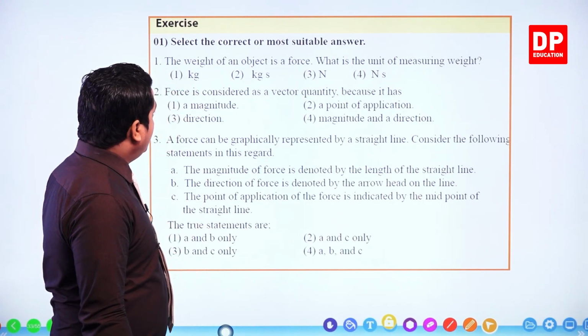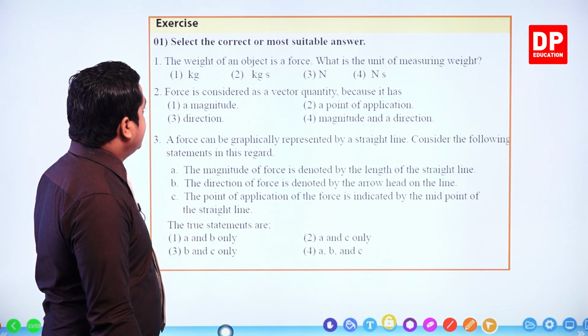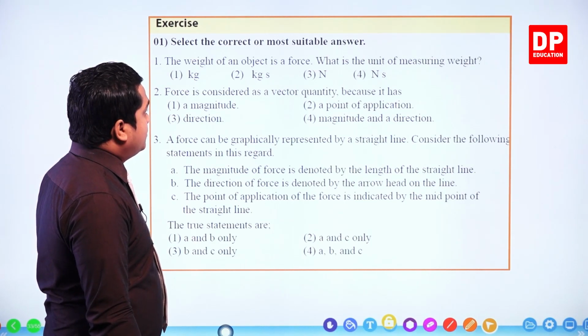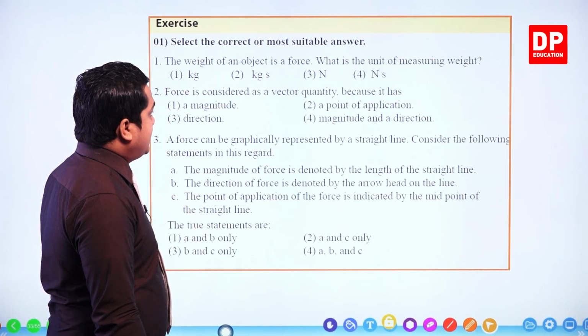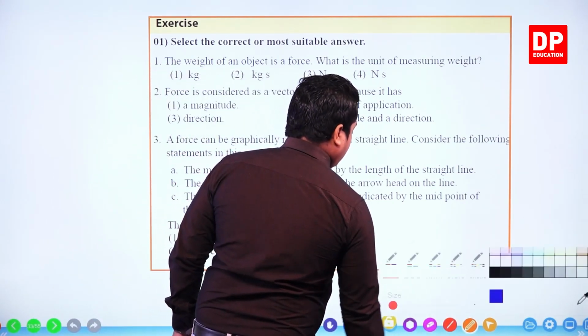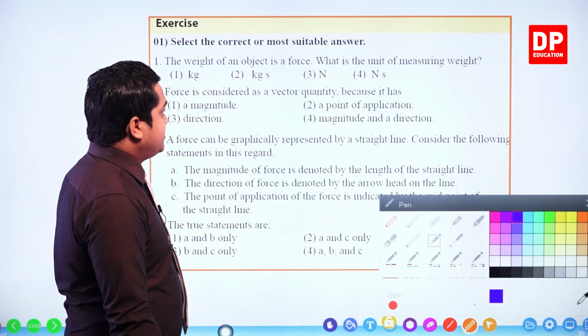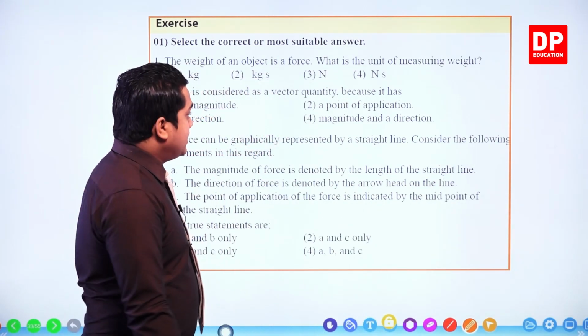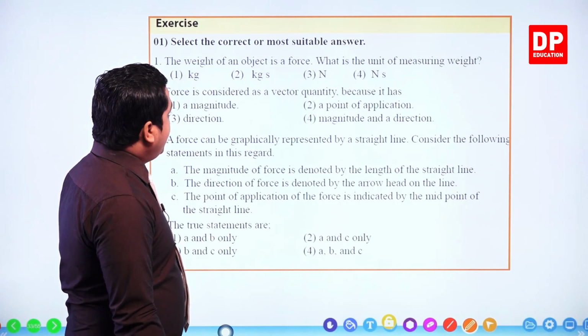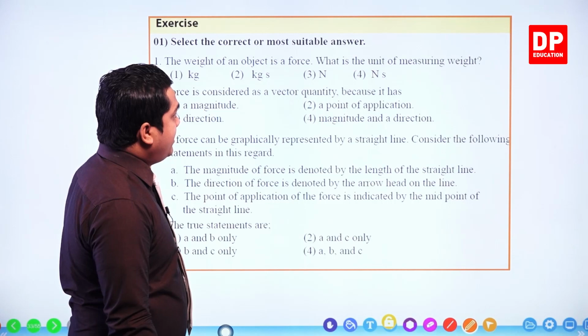So, as usual, you can observe the first exercise is given. Select the correct or most suitable answer. There are several MCQ type questions given here. You have to select the correct answer from each of these given MCQ questions. The weight of an object is a force. What is the unit of measuring weight?